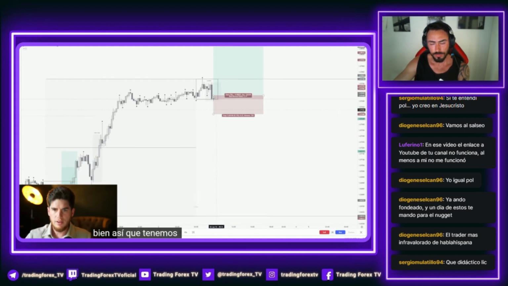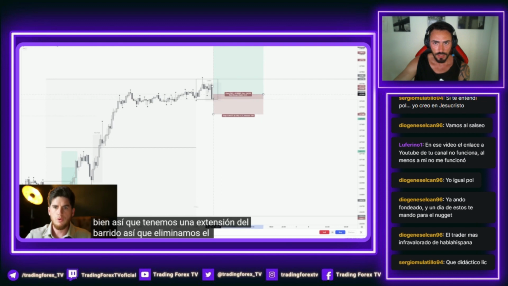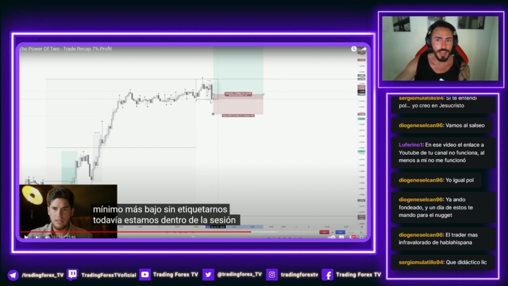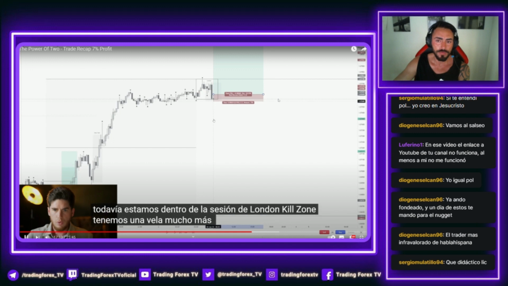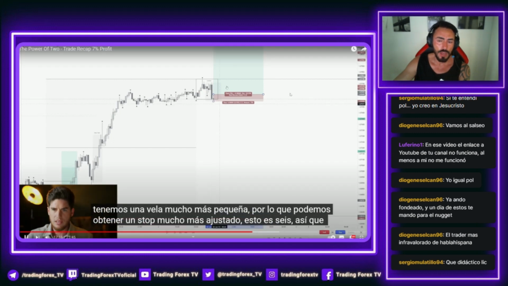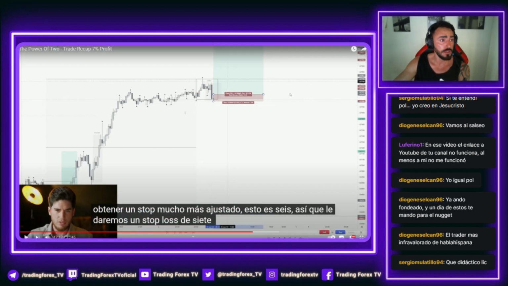Okay, so we have an extension of the sweep. So we remove the pending buy stop from this candle because it created a lower low without tagging us in. We're still inside London kill zone session. We have a much smaller candle so we can get a much tighter stop. This is 6, so we'll give it 7 pips stop loss.